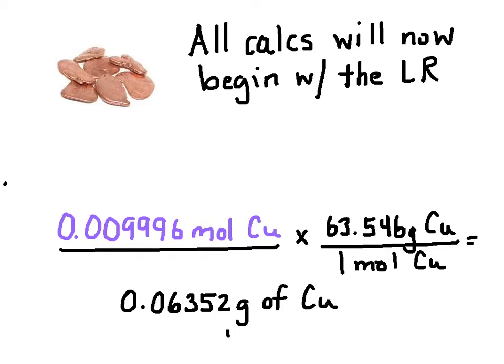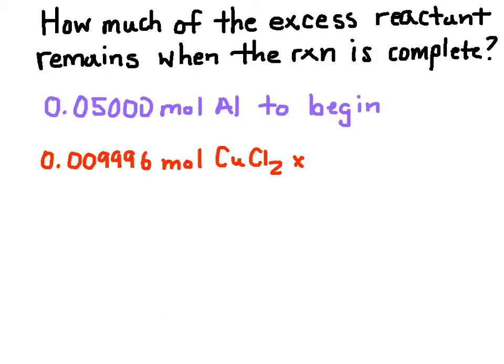Okay, we can ask a few more questions in terms of calculations. Let's try one more on the next slide. All right, let's say we wanted to know how much of the excess reactant remains. Remember that the aluminum was the excess reactant, and we had 0.0500 moles of aluminum to begin with. I put that in here for you. That's how we started. As I said in the last slide, we begin all calculations, everything we want to know, with the limiting reactant. So again, I copied that in here.